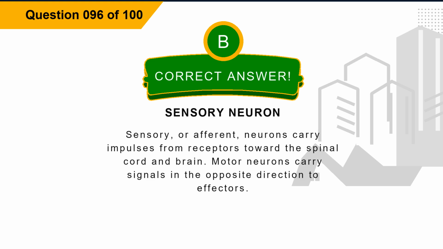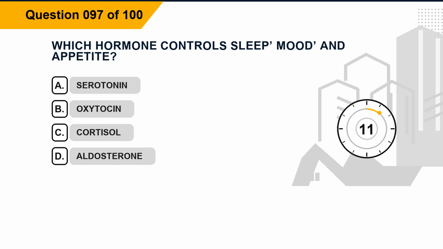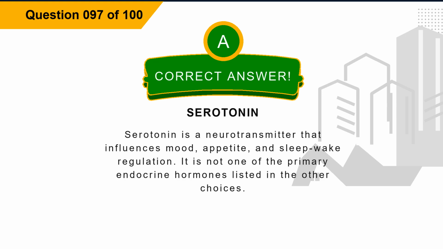Explanation: sensory, or afferent, neurons carry impulses from receptors toward the spinal cord and brain. Motor neurons carry signals in the opposite direction to effectors. Question 97. Which hormone controls sleep, mood, and appetite? Option A, serotonin. Option B, oxytocin. Option C, cortisol. Option D, aldosterone. The correct answer is option A, serotonin. Explanation: serotonin is a neurotransmitter that influences mood, appetite, and sleep-wake regulation. It is not one of the primary endocrine hormones listed in the other choices.